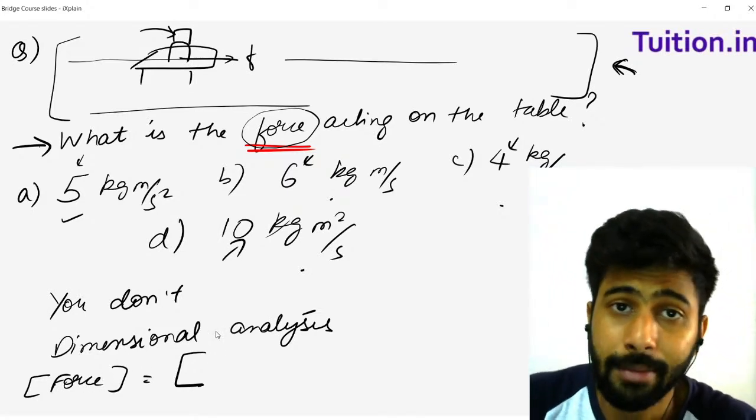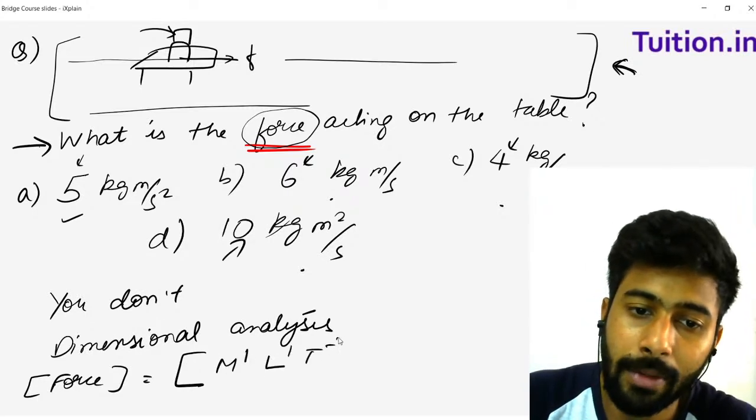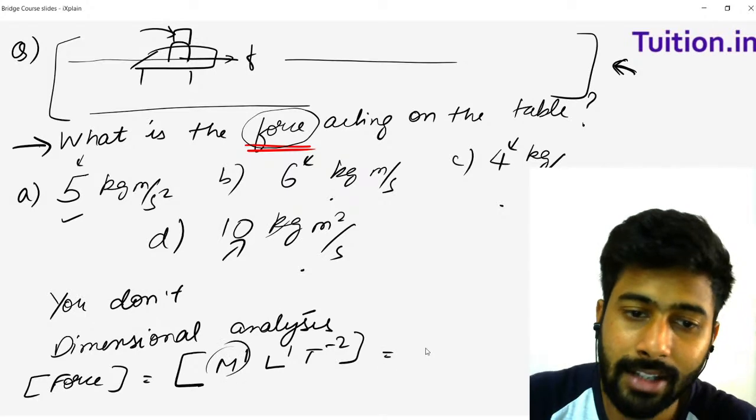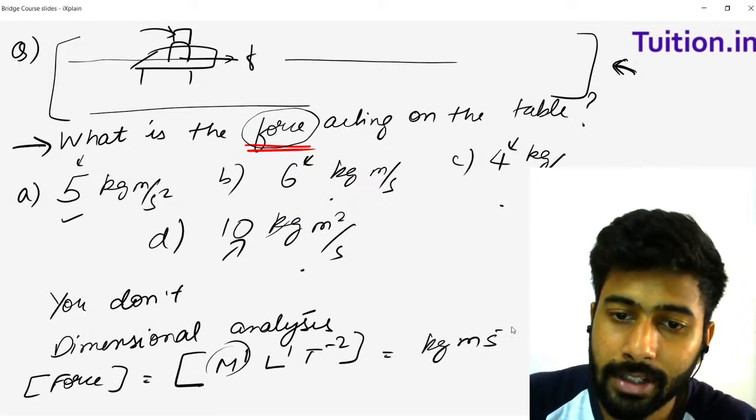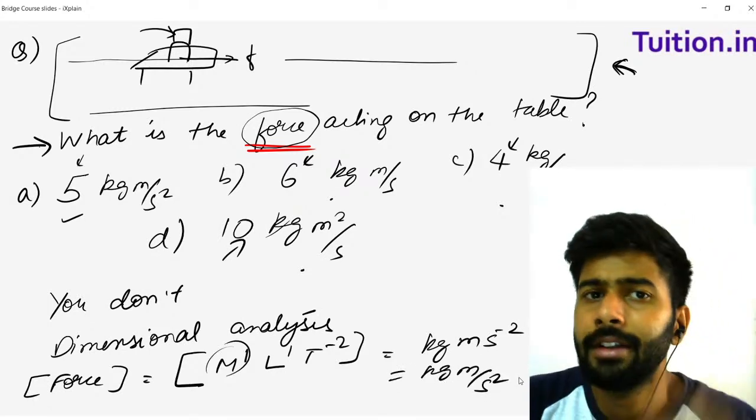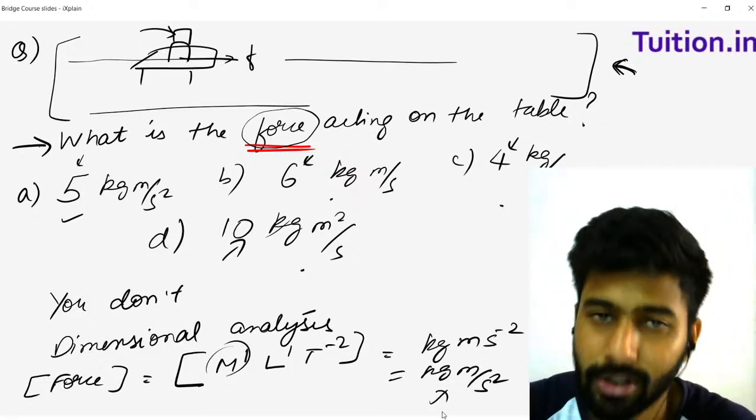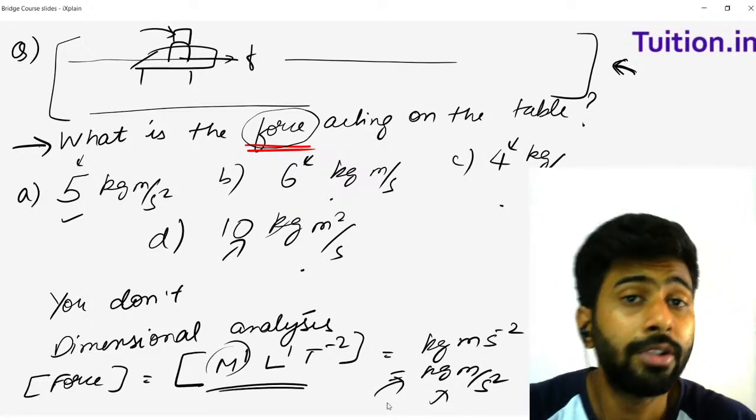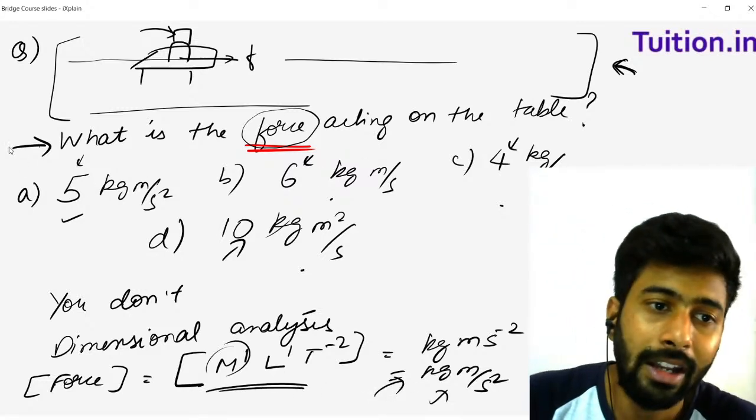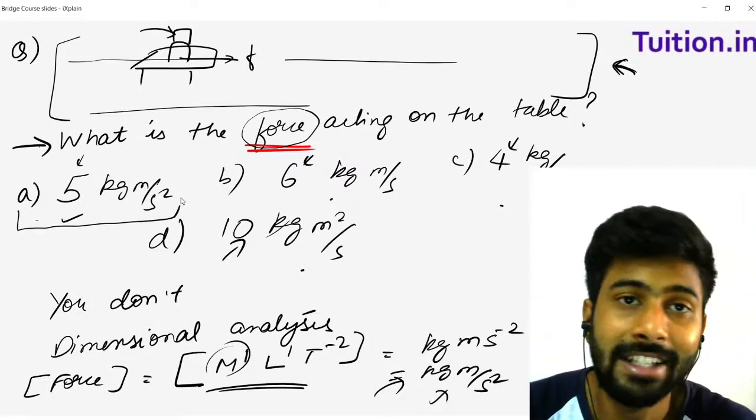So the dimension of force is nothing but, just now we saw, mass power 1, length power 1, T power minus 2, which means mass is kg, length is meter, T power minus 2 is second power minus 2. So it's kg meter per second square. What I know is the dimensions of force is kg meter per second square, like the units of force. With the help of dimensional analysis, I know that the unit of force is kg meter per second square. Now I can clearly see there is only one option which represents kg meter per second square.